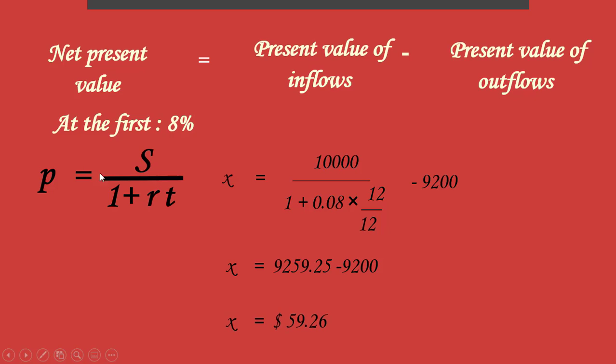So P equal $10,000 over 1 plus 8% times 1. This is the present value of inflows, minus the present value of outflows, which is the payment $9,200. So the net present value X equal to $59.26.